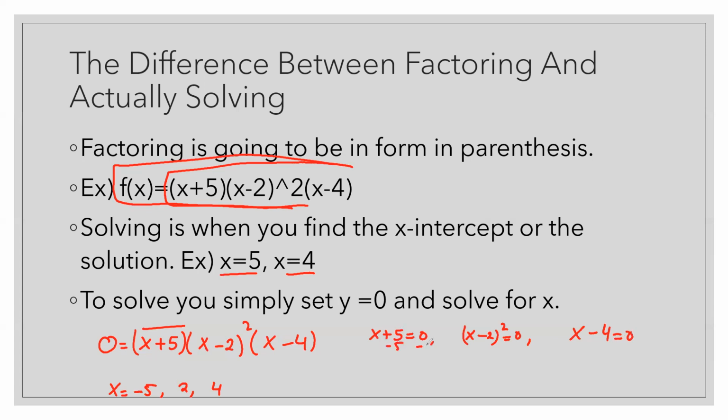You just have to subtract 5. For the squared factor, get rid of the power 2 by raising both sides to the 1/2, and then adding 2. So that's how you got 2. And then over here, you would add 4. Okay, so that's the difference between factoring and solving. It's good to know.